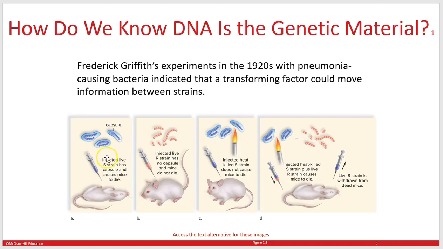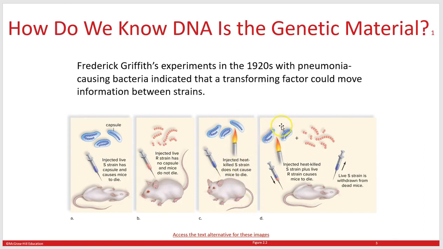He injected live S strain, for smooth strain, into the mice. The mice died. If you get pneumonia without the capsule, they look rough. That's why they're called R strain. He injected those and they didn't die. He also injected heat-killed S strain, to see if the capsule itself was the thing causing the mice to die. If he injected that, they didn't die.